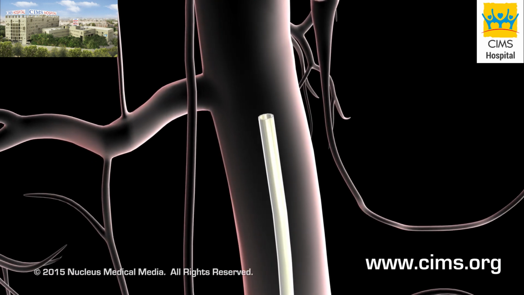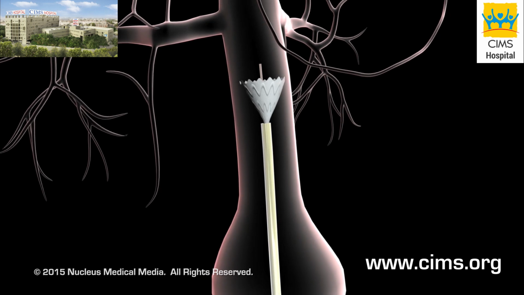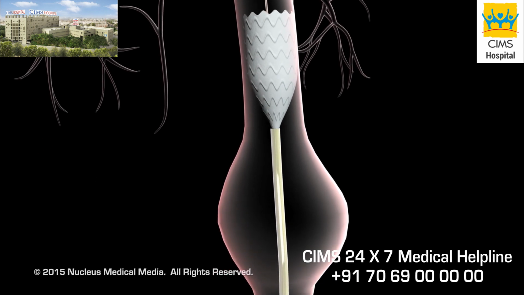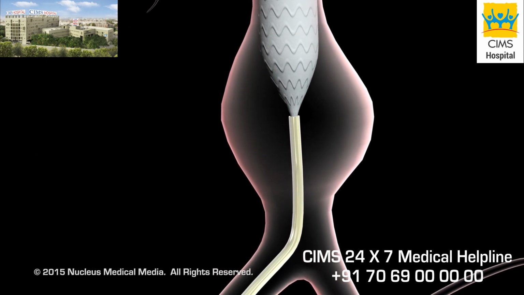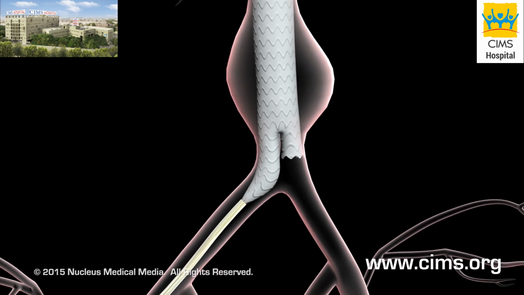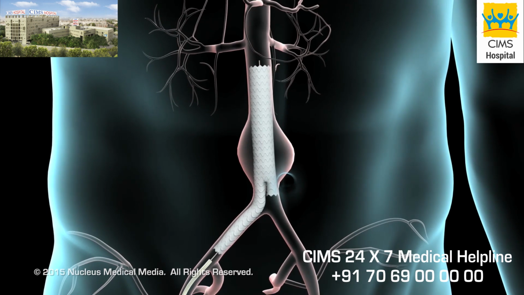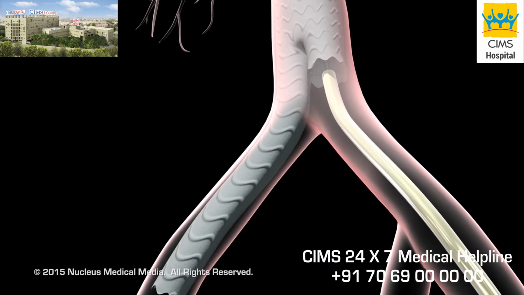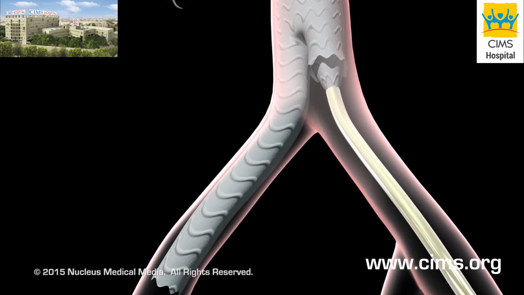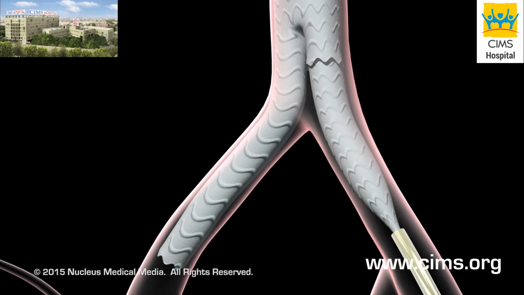Using live X-ray pictures as a guide, your surgeon will pass an endovascular stent graft, a compressed fabric and metal tube, through the catheter to the aneurysm. Then he or she will open the graft, which will be held in place with metallic hooks and stents. Your surgeon may insert additional graft components to extend the graft into the blood vessels supplying your legs.